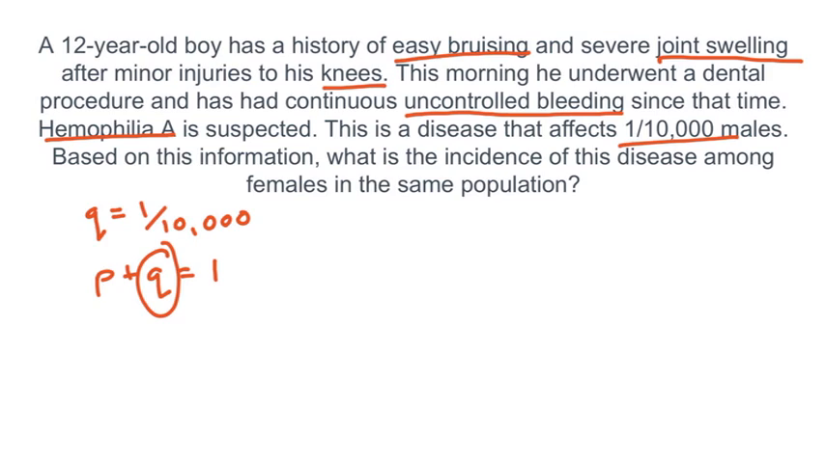However, because females have 2 X chromosomes, they must have 2 diseased alleles in order to be affected by the disease. In other words, the frequency of affected females is equal to Q squared. So Q squared equals 1 in 100 million, which is the incidence of this disease among females in this population.